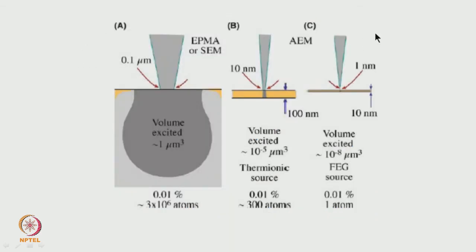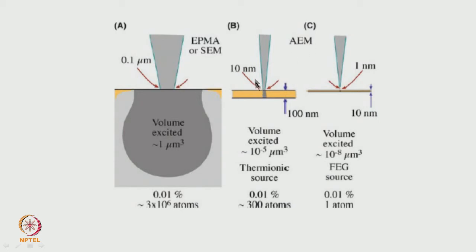And this is something which is very important. What is being shown is that in the EPMA or in SEM, the excited volume is very large; though this is the beam size, this is the size from which the signal is coming. Suppose we wanted to detect some element with a concentration detection limit of 0.01 percent. The number of atoms of that element is going to be 3 into 10 to the power of 6 atoms.